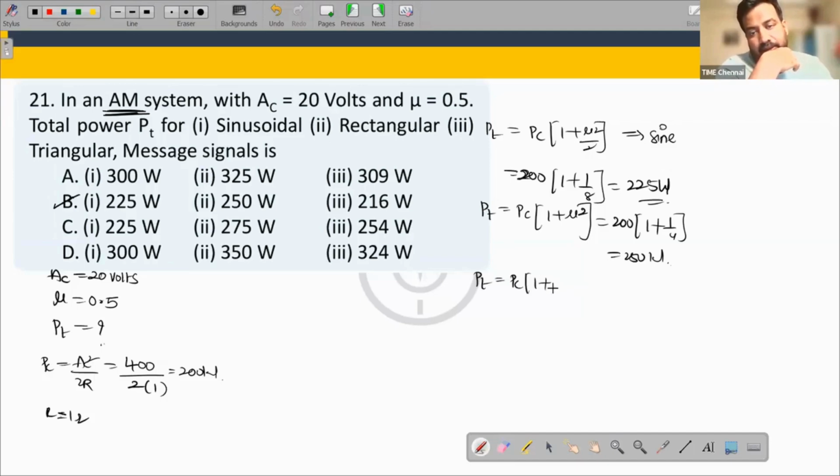For triangular input, PT is equal to PC into 1 plus mu square by 3. 200 into 1 plus 1 by 3. Okay, that's 1 by 2. 1 plus 1 by 12. Approximately 216. Option B is the answer. Yeah, correct.